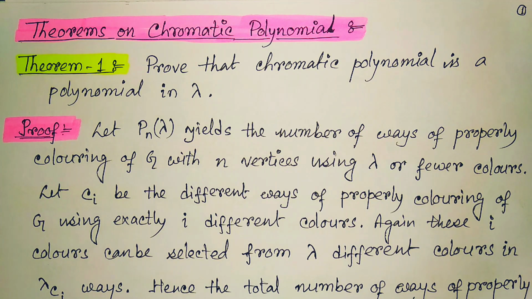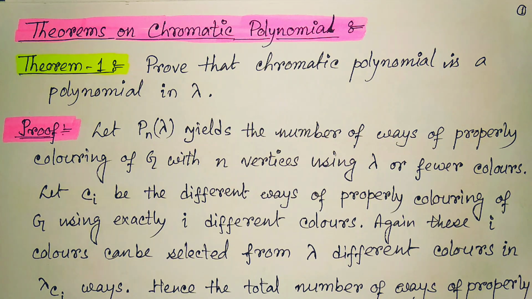In our last video lecture, we came to know about chromatic polynomial. In this video lecture, we discuss some theorems on chromatic polynomial. The first theorem is: prove that the chromatic polynomial is a polynomial in lambda. We keep saying it is always a polynomial, so whether it is really a polynomial or not, we discuss in this theorem.